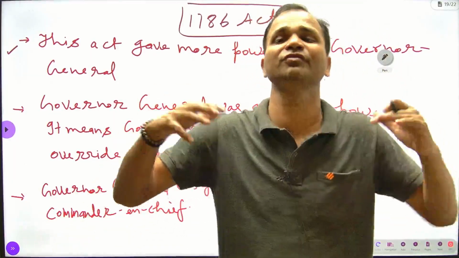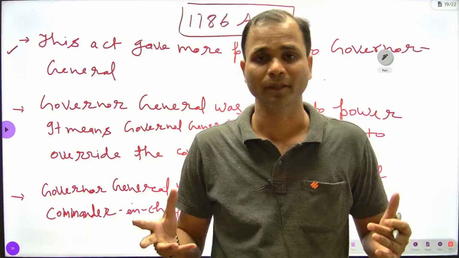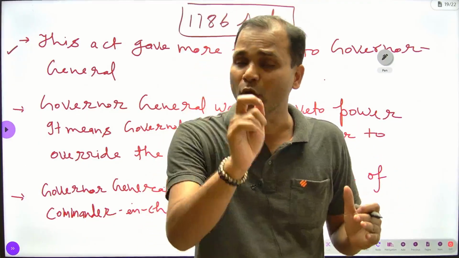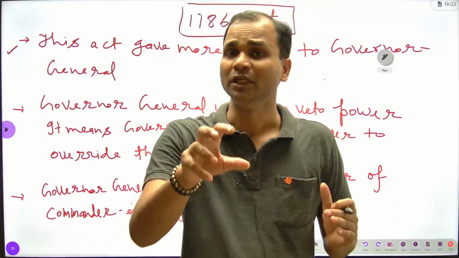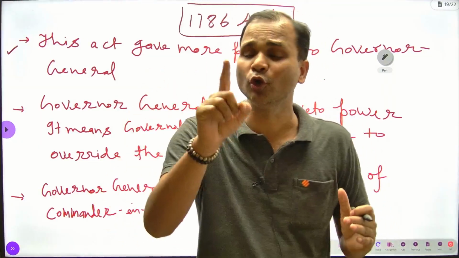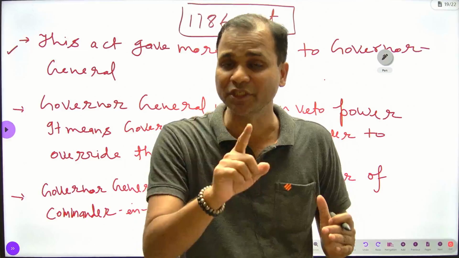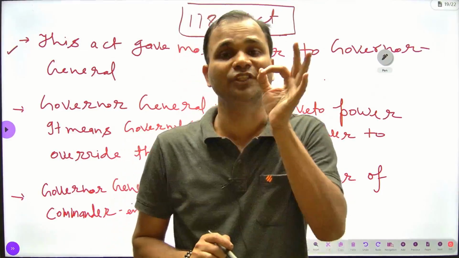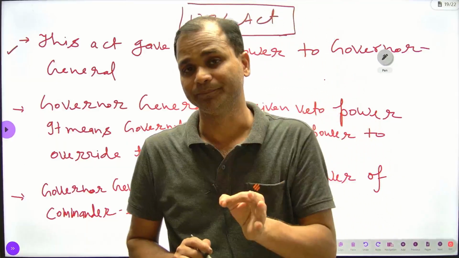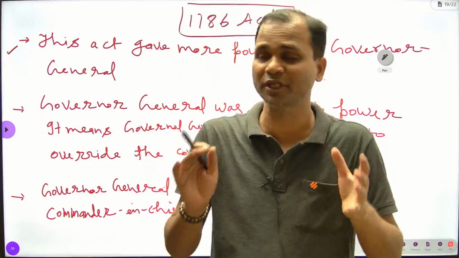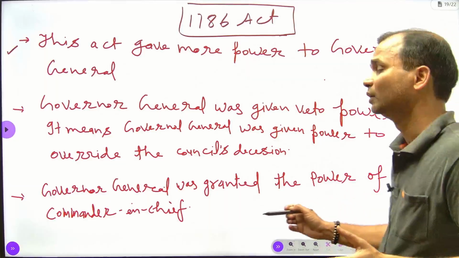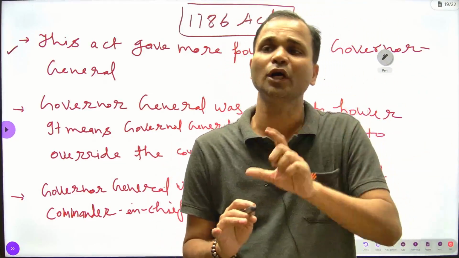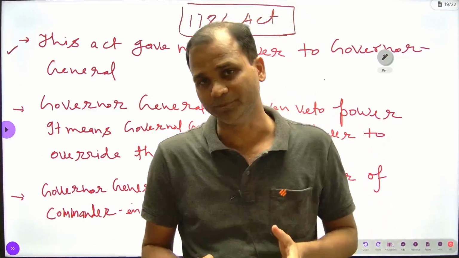It means he is free from all kind of burden. Now the Governor General is free to take decisions, and in important matters, wherever he thinks it is necessary, he can override the suggestions given by the Executive Council. This is the main point of the 1786 Act. The Governor General was free to take decisions without the compulsion or burden of the Executive Council.